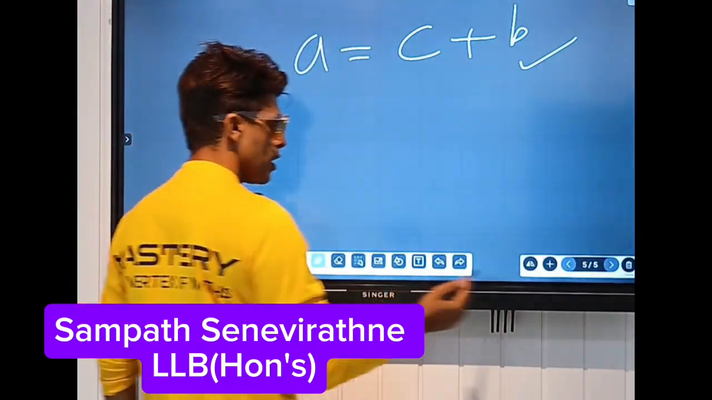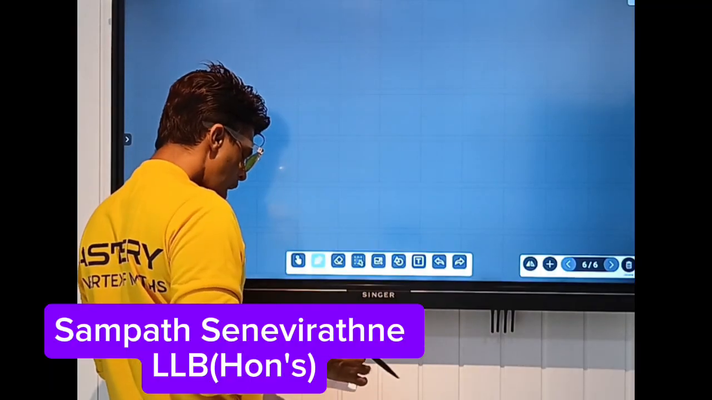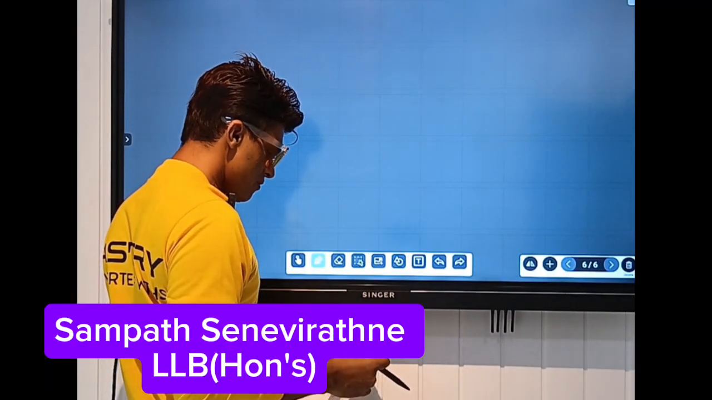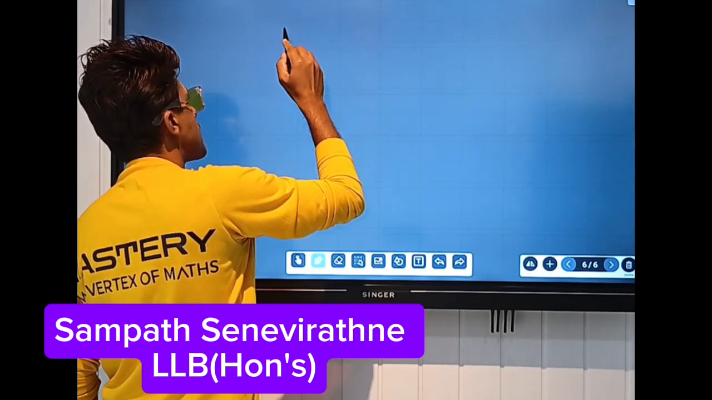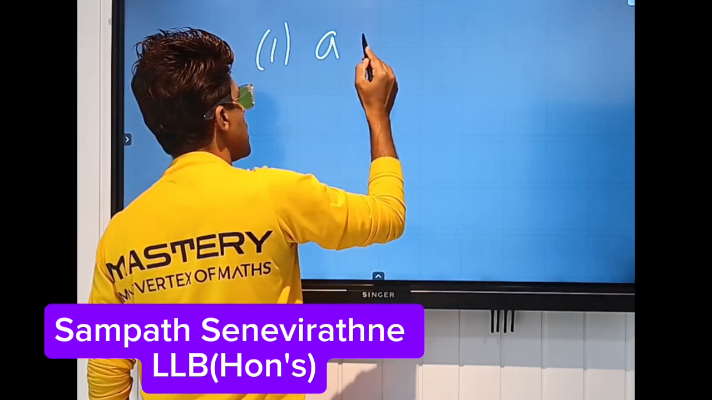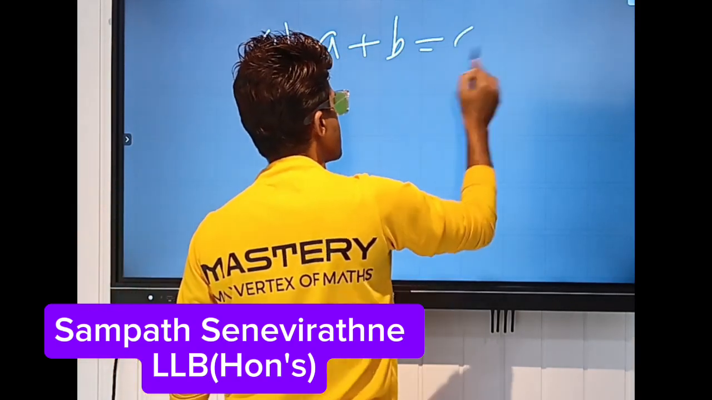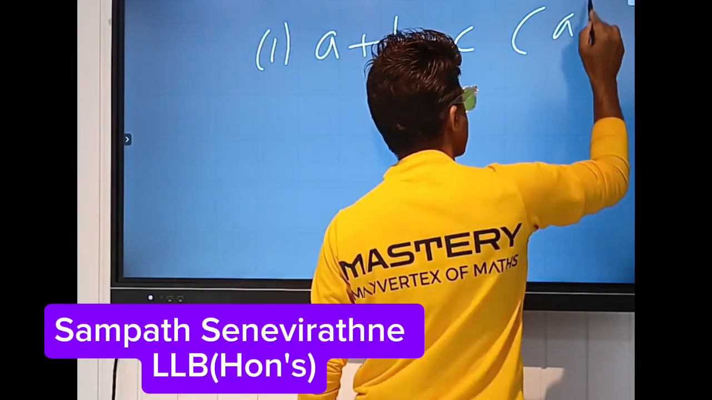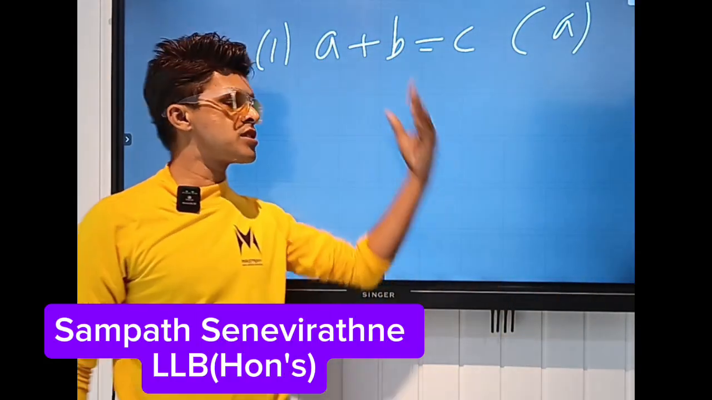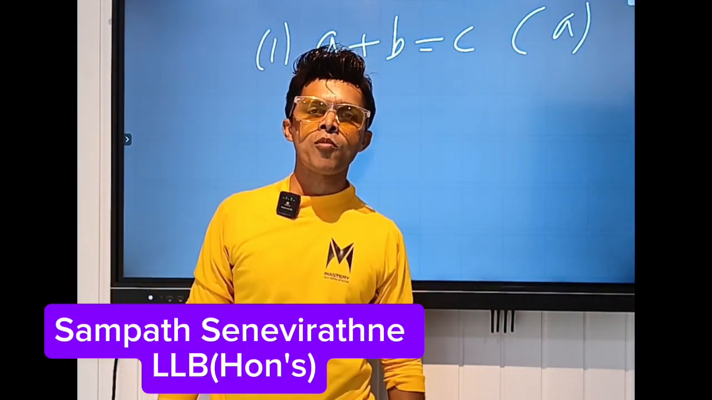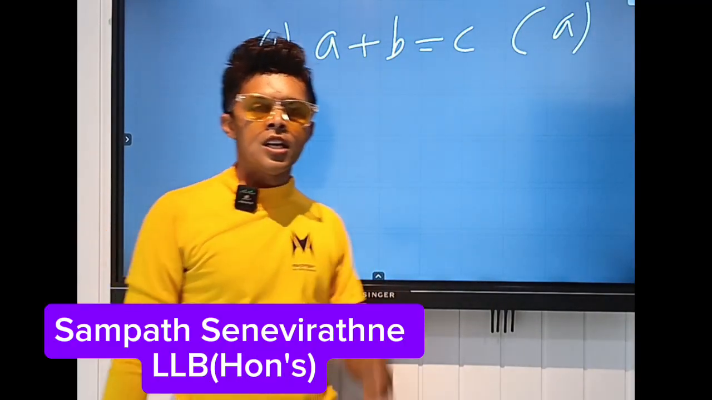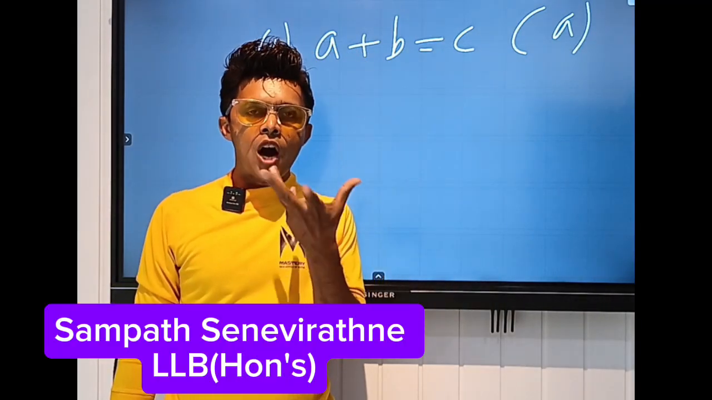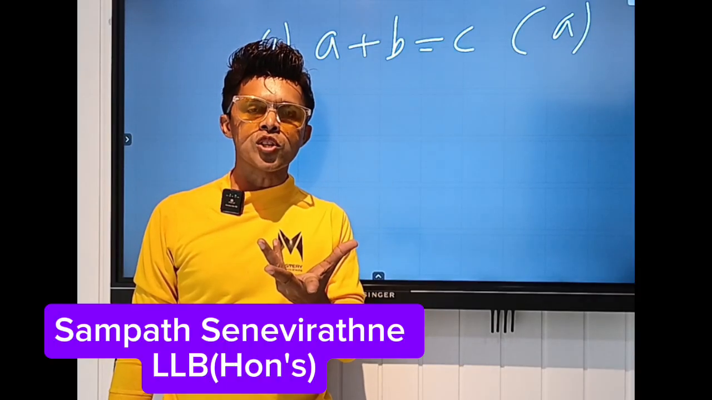Okay, so I'll give you these questions on how to write. You need to write A plus B equals C. You should write the term A as the subject. Right now you could see the term C has been written as the subject of this formula. How to write the term A as the subject of this formula? What's the meaning of this?